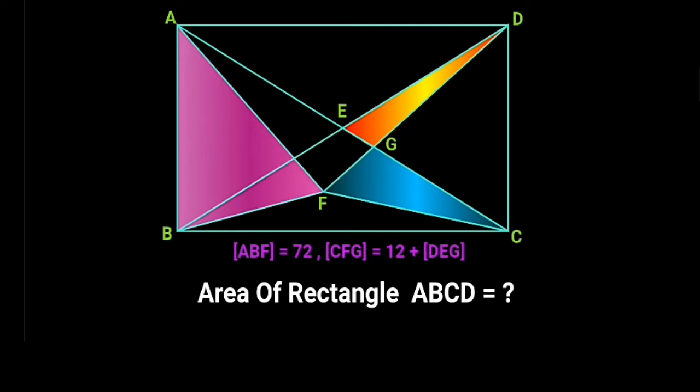Here I have a beautiful problem from geometry. In this, ABCD is a rectangle, E is the point of intersection of diagonals, G is any point on AC, F is a point in the interior of the rectangle. Moreover, the area of triangle ABF is given as 72 and the area of triangle CFG is 12 more than the area of DEG. From this, we need to find out the area of rectangle ABCD. This is what the question is.